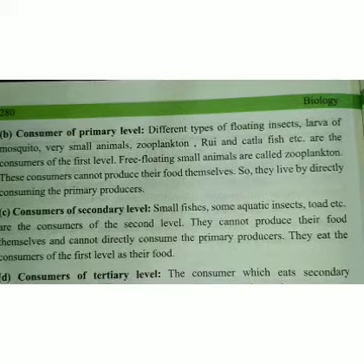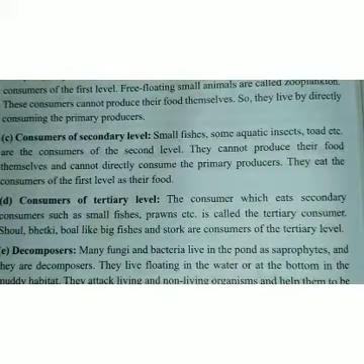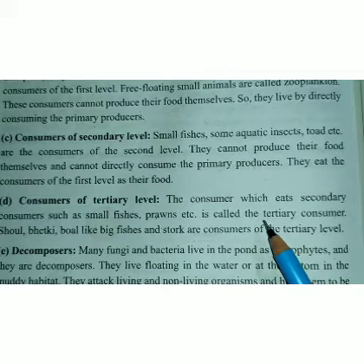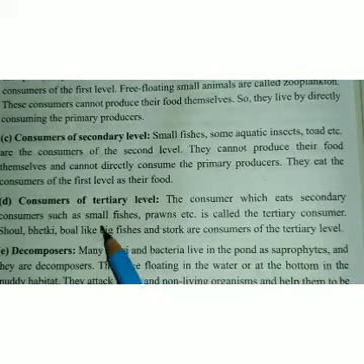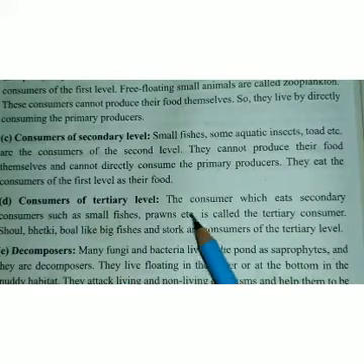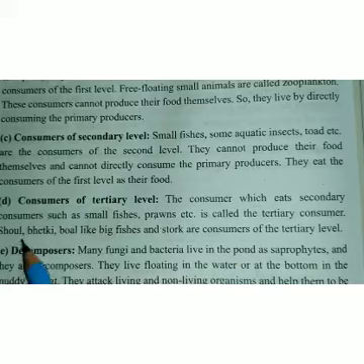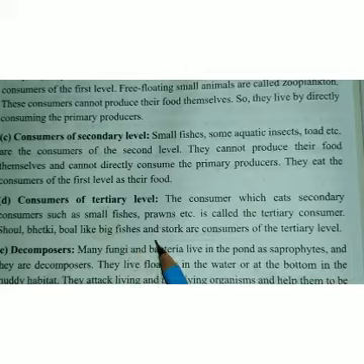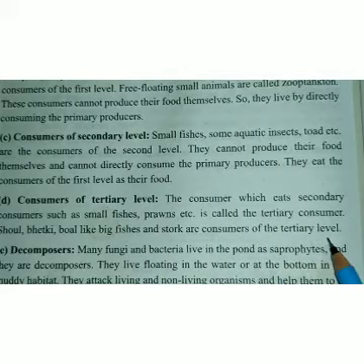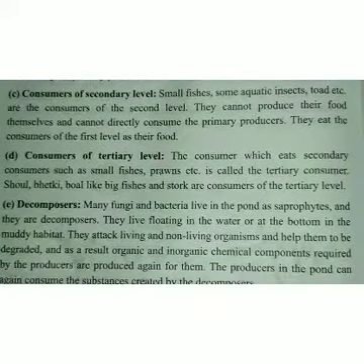Then consumers of tertiary level. The consumers which eat secondary consumers such as small fishes, prawn, etc. are called the tertiary consumers. Shoal, vetki, boal like big fishes and stork are consumers at the tertiary level. And at last, decomposer.